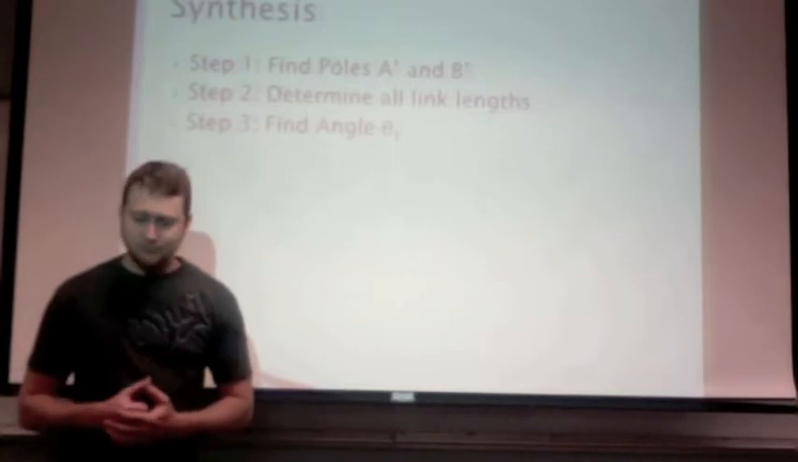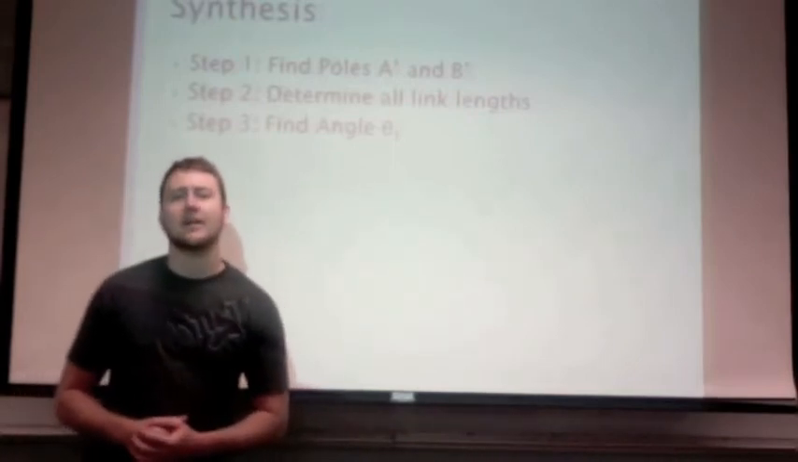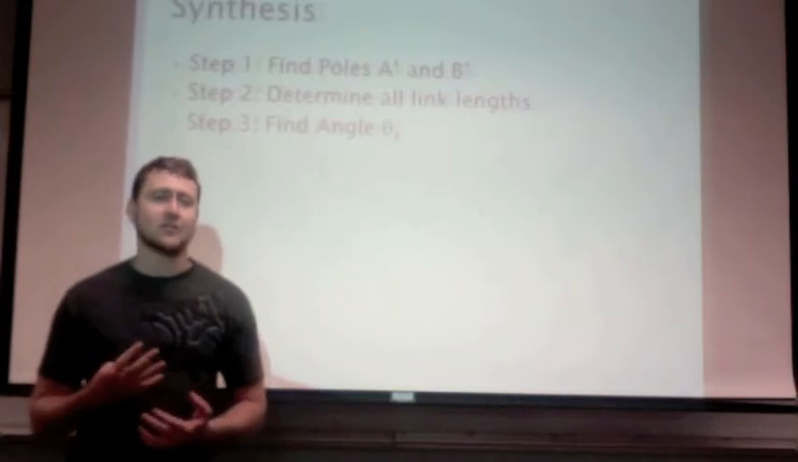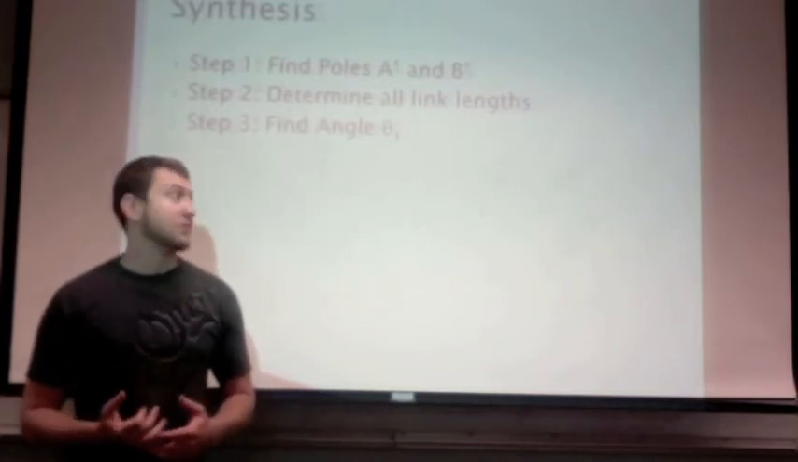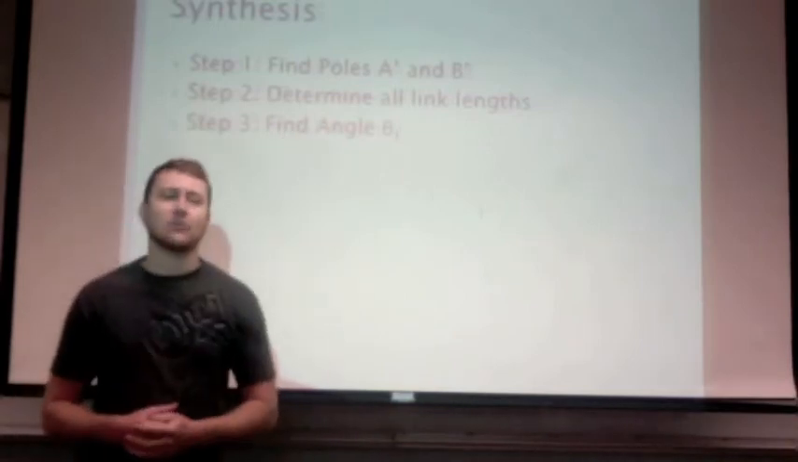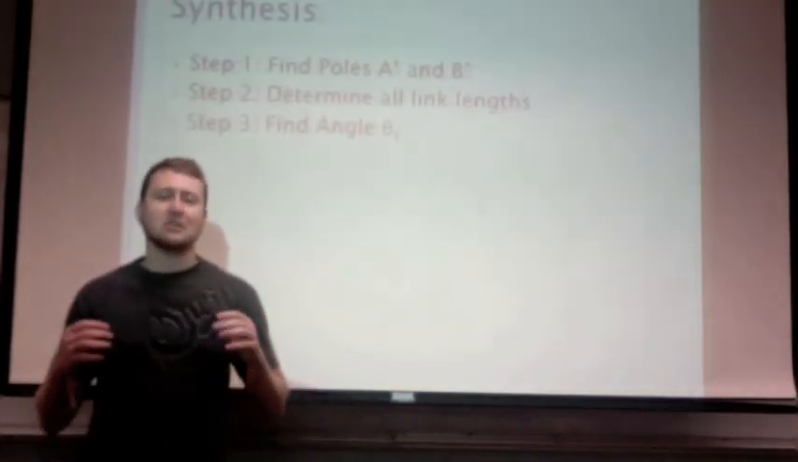Once that's done, you have all the information you need to find the link lengths for R1, R2, R3, and R4, the 4 links. And since you have A prime and B prime, you can also find theta 1. This is the angle between A prime and B prime, the link that does not move.